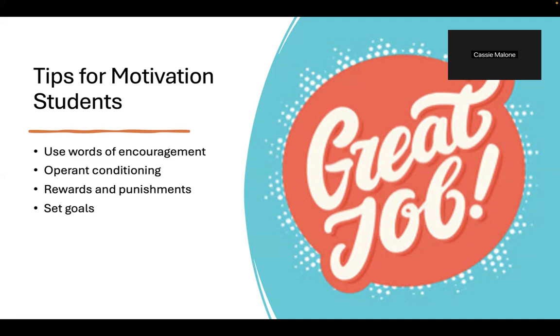And then also if you have an undesirable behavior, such as blurting out answers, not treating classmates very kindly, certain punishments such as taking away recess time, silent lunch, are great ways to motivate students to no longer use that behavior. And then also setting goals can be super beneficial in this area as well.